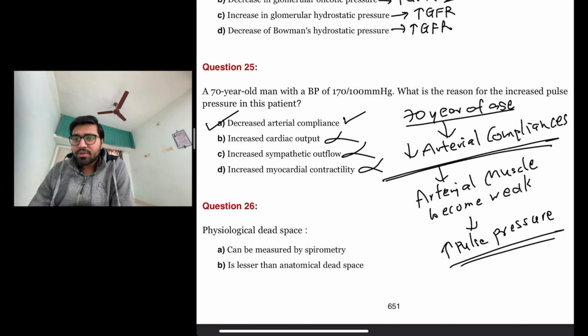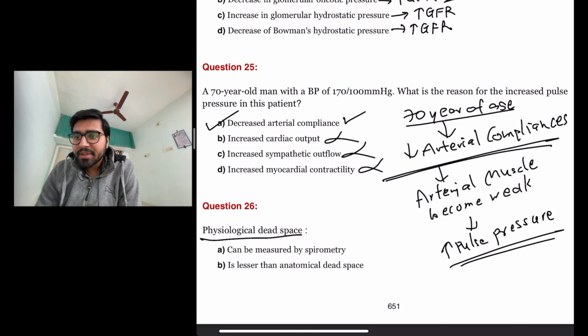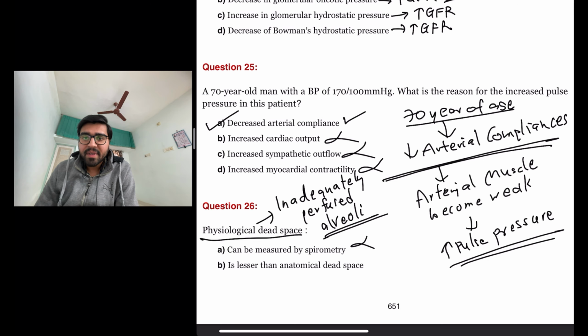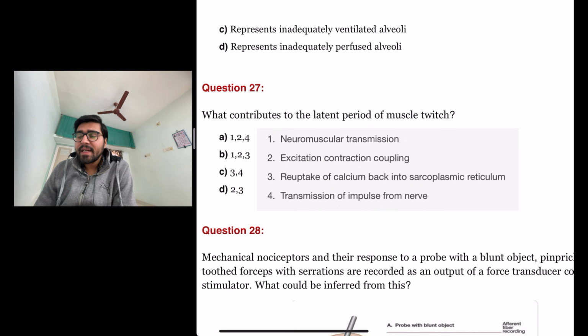The next question is physiological dead space. Physiological dead space means the measurement of inadequately perfused alveoli. Okay, so let us look at the options. Can be measured by spirometry. No, it cannot be measured by spirometry. Lesser than anatomical dead space. No, it is more than anatomical dead space. It represents inadequately ventilated alveoli. No, it represents inadequately perfused alveoli. So the last option is inadequately perfused alveoli representation. Yes, it is the right statement. So the answer is D.